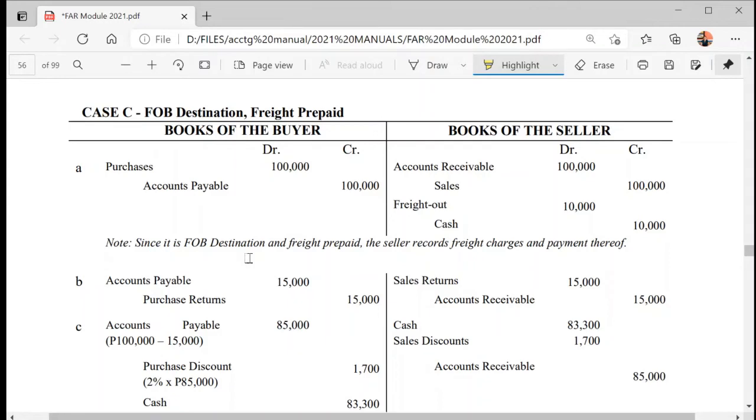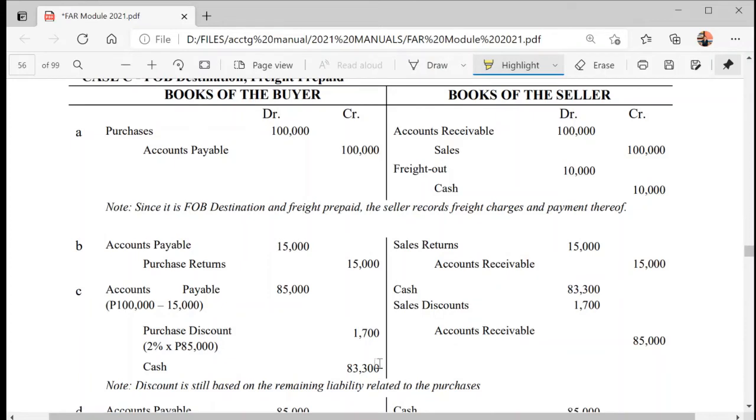If there are returns, the same. Accounts payable, credit purchase returns, then sales returns, credit accounts receivable. Now, what if the buyer pays within the discount period? So, 100 minus 15, so that's 85,000. Then, credit purchase discount, that's based on the remaining liability related to purchases. So, that's 1,700. And credit cash, 83,300.